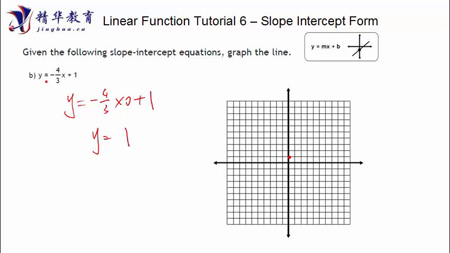When y equals 0, that means 0 equals -4/3x plus 1. So we move the 4/3x to the other side: 4/3x equals 1. That means we multiply by 3 and divide by 4. Then x equals 3/4. X equals 3/4, which is this point here. And then we connect these 2 points, and we get exactly the same line here.